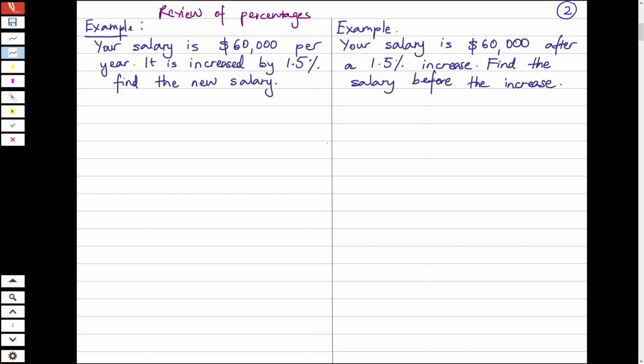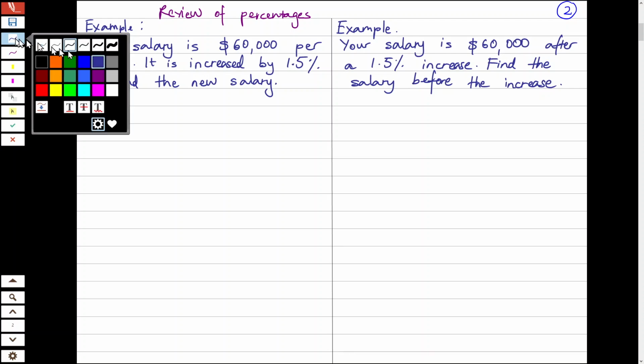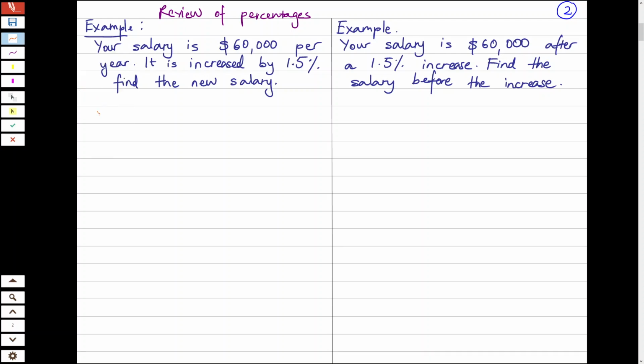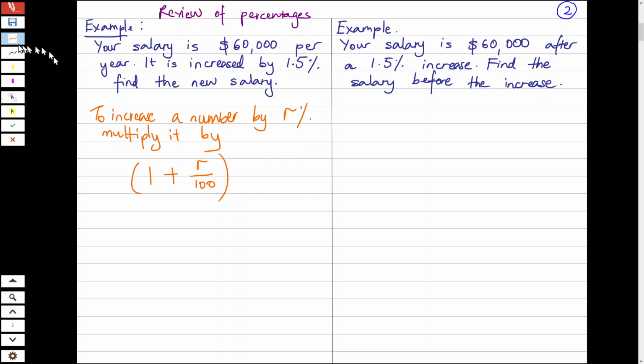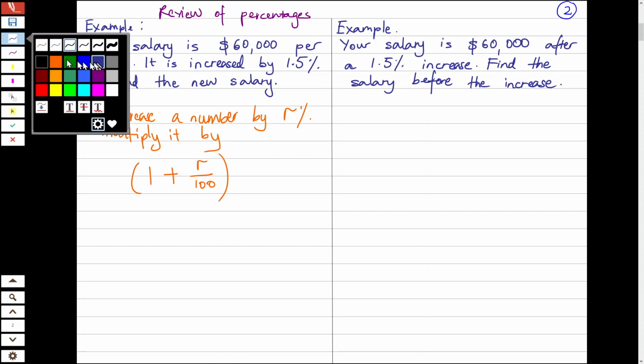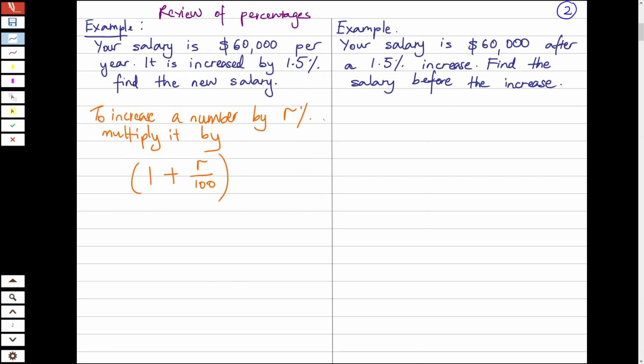Okay, year 11s. Let's talk briefly about this. To do this question, let's recall: to increase a number by r%, multiply it by 1 plus r divided by 100. If you didn't write this down last lesson, you should get it down now.